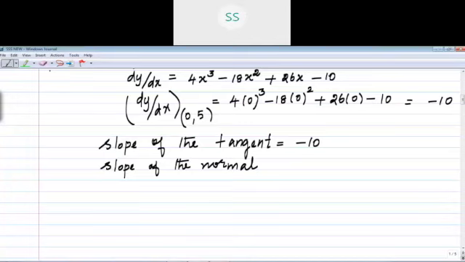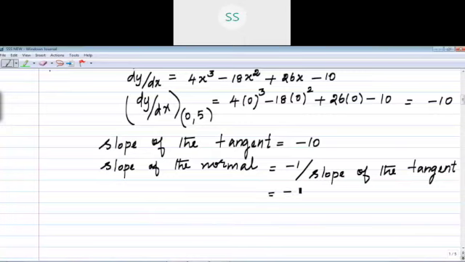Slope of the normal is nothing but minus 1 by slope of the tangent. That is the formula. What is your slope of the tangent? Minus 10. So minus 1 divided by minus 10, which is equal to 1 by 10. Or in other words, you can write the reciprocal of the slope of the tangent with the opposite sign.